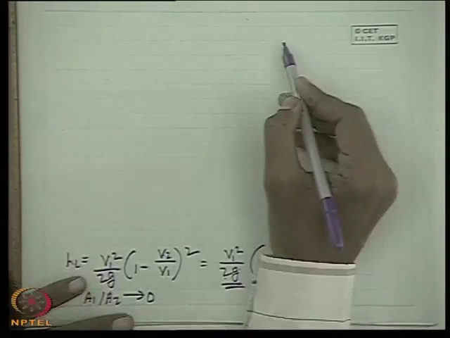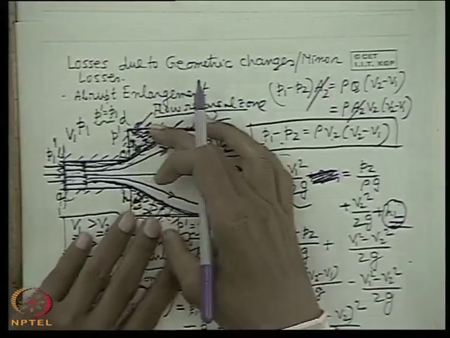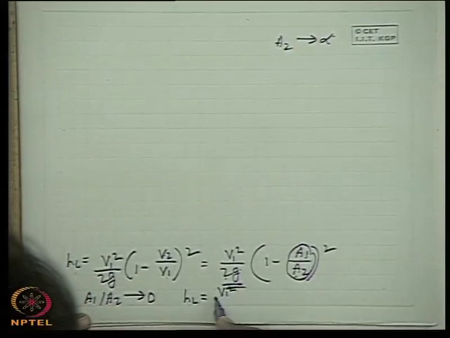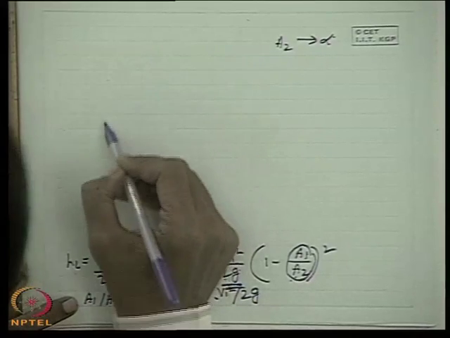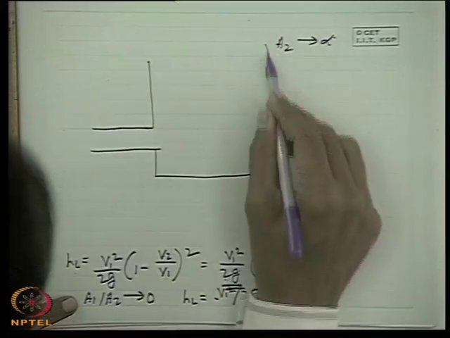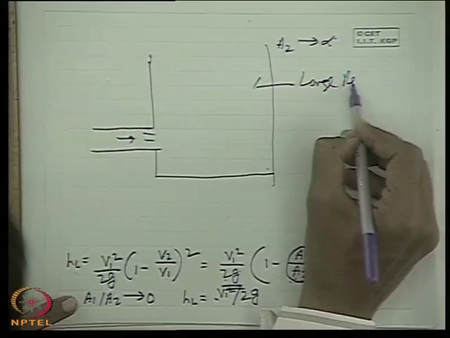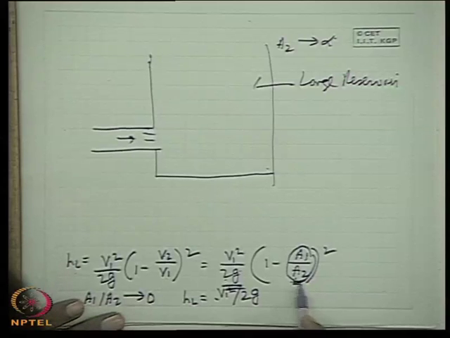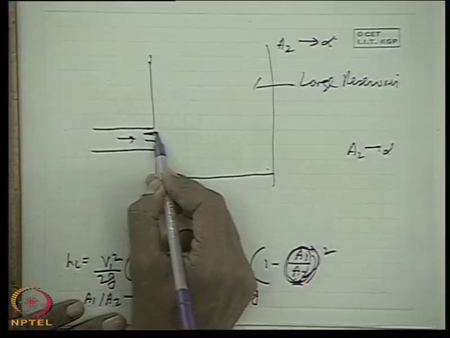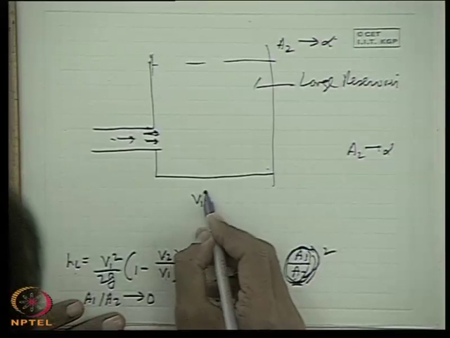But if A2 tends to infinity, that means for a given A1, if A2, the downstream area, is very, very large, then the loss term HL becomes equal to V1 square by 2g. This situation resembles this physical problem: a pipe discharging into a large reservoir, A2 tends to infinity. So, until and unless the reservoir is large, A1 by A2 cannot be 0. So, A1 by A2 equal to 0 means A2 tends to infinity. That means the physical situation is a large reservoir. In that case, what happens? The loss of head due to this flow is V1 square by 2g.